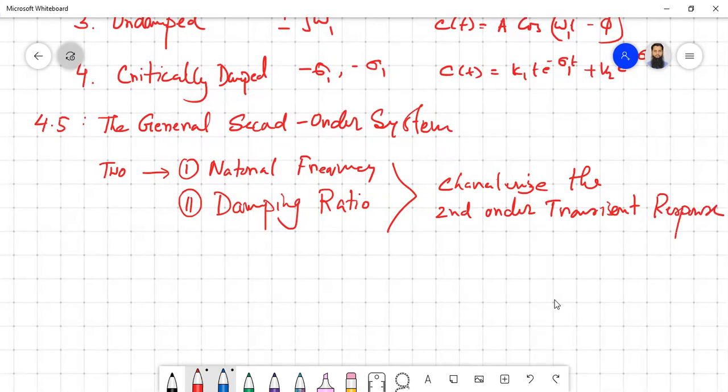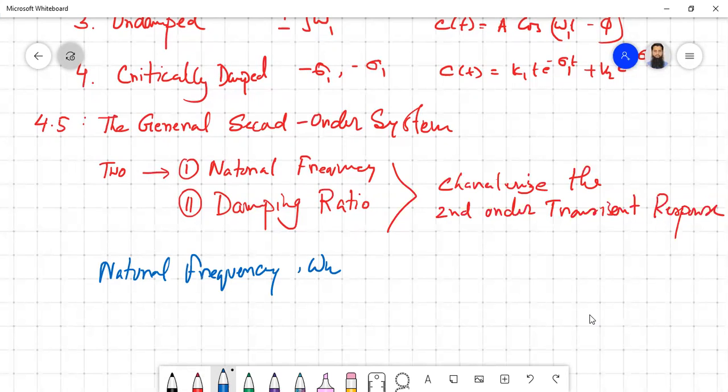Okay, so now let us define these two first, and then we'll go into the formal general second order system representation. So what is omega n? Natural frequency, omega n.